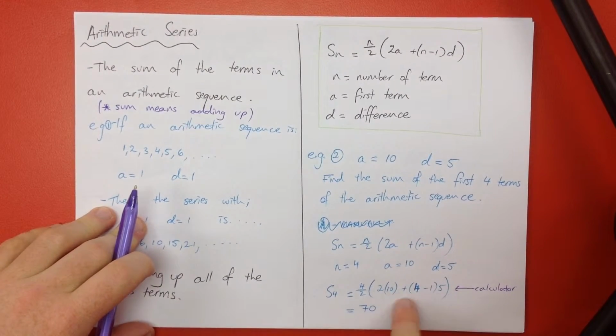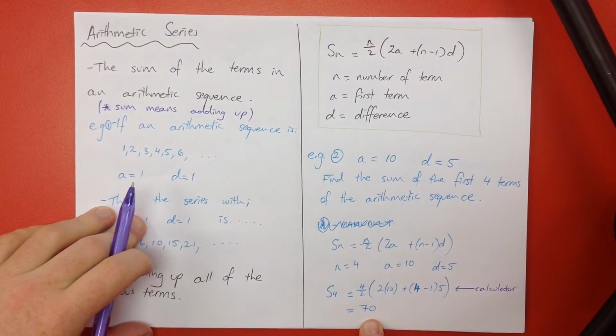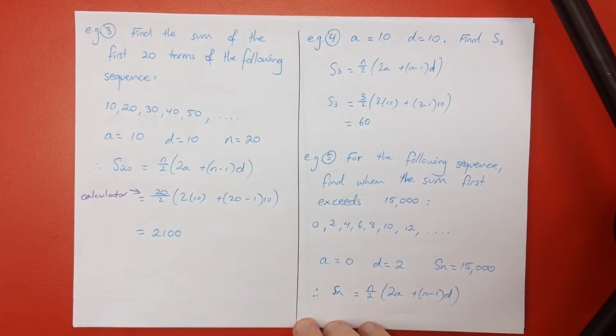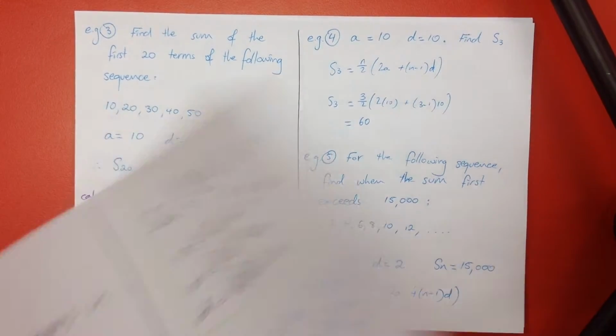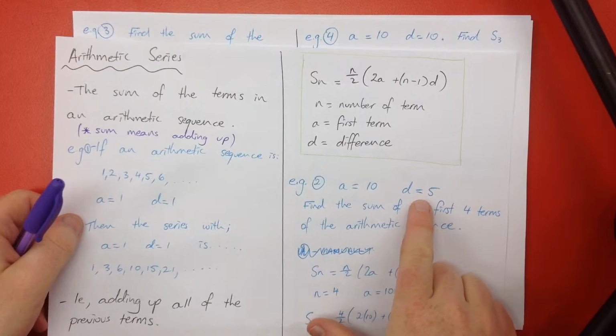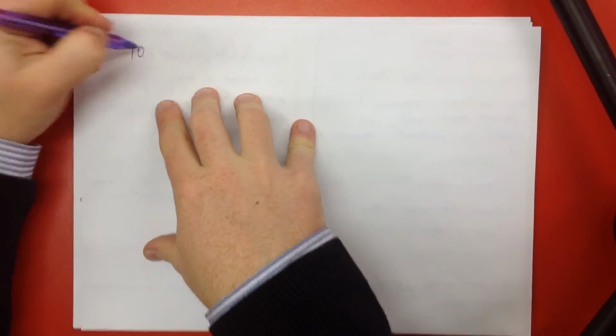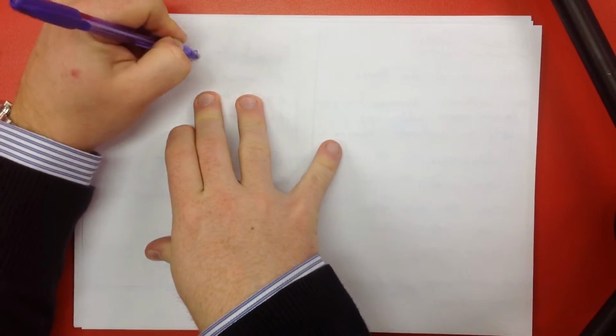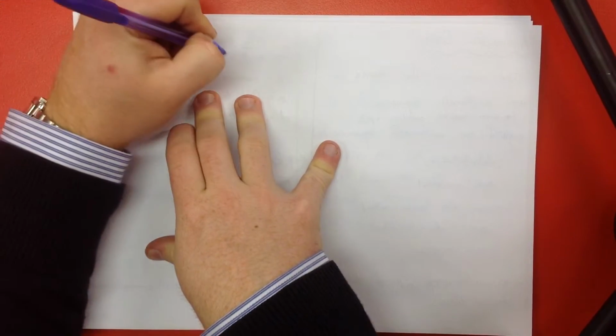So once we sum up all of these first 4 terms, it should equal 70. And we could check that if we want. So let's do a quick check of that. Sum of the first 4 terms. Remembering the first term was 10 and the difference was 5. So here's my first term, 10, and my difference is 5. So my second one's 15, my third one's 20, my fourth one is 25.